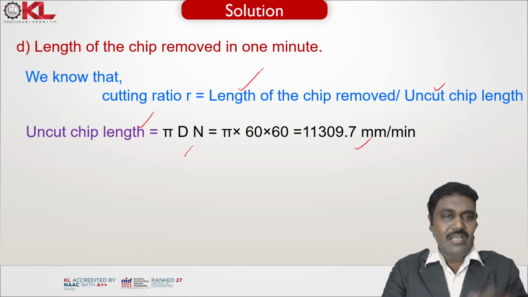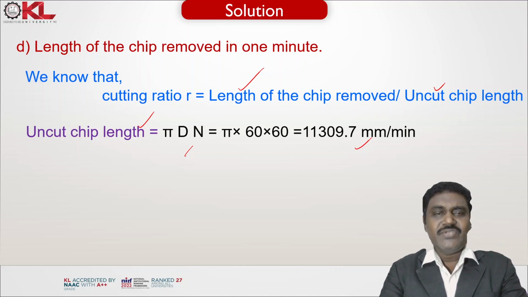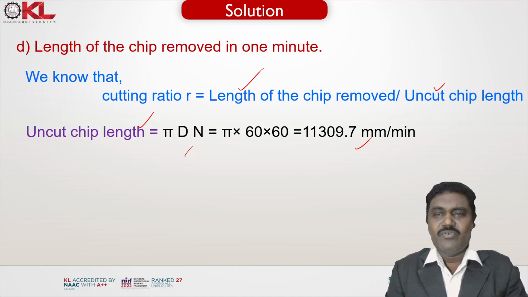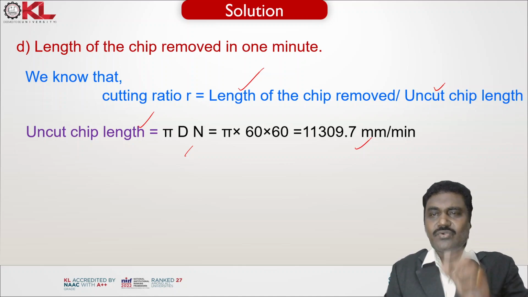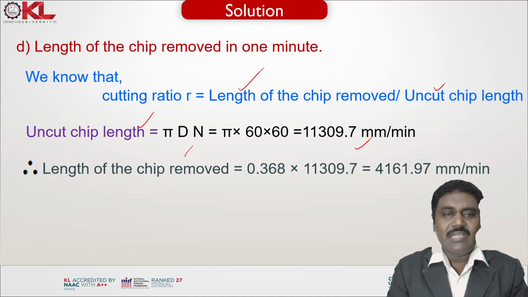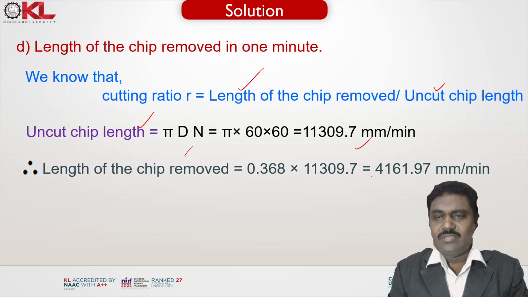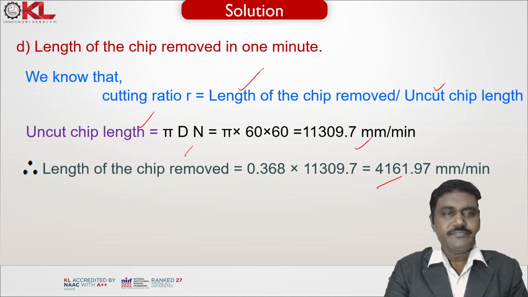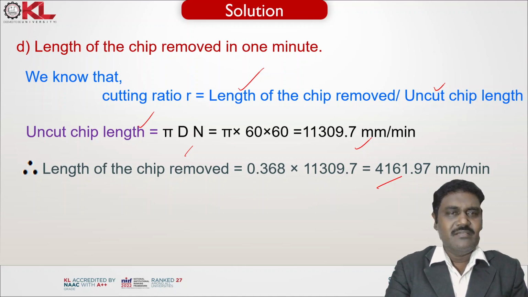Okay. And also we already calculated the cutting ratio. So using this formula, cutting ratio is equal to length of the chip removed divided by uncut chip length. From this you can find out the length of the chip removed is equal to cutting ratio into uncut chip length. Now you can use this and find out the length of the chip removed, that is 4161.97 mm per minute. So that is the D part.